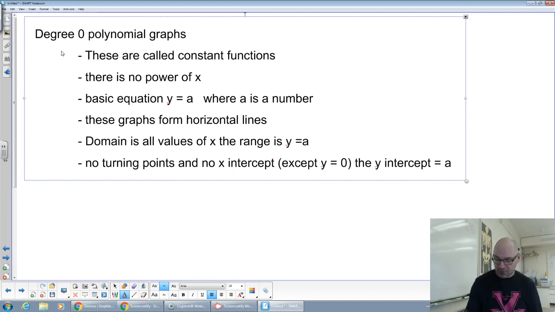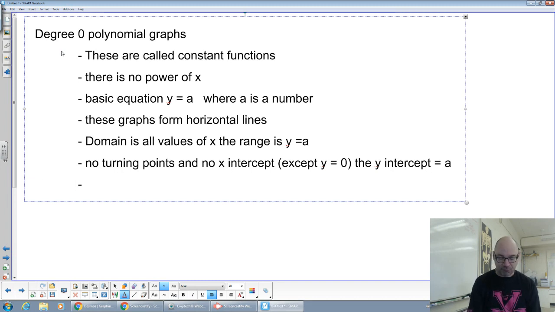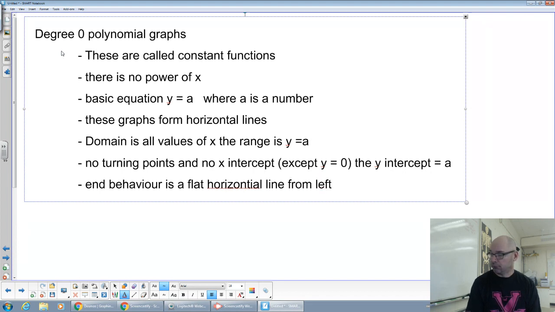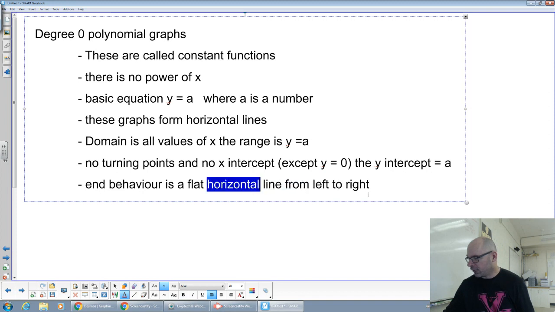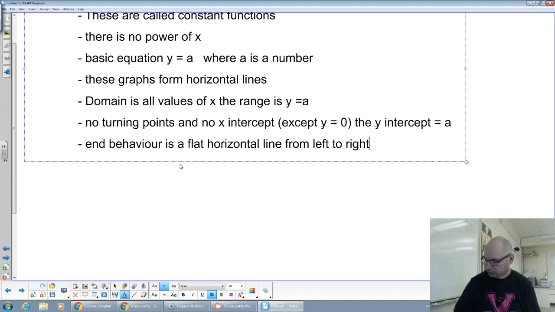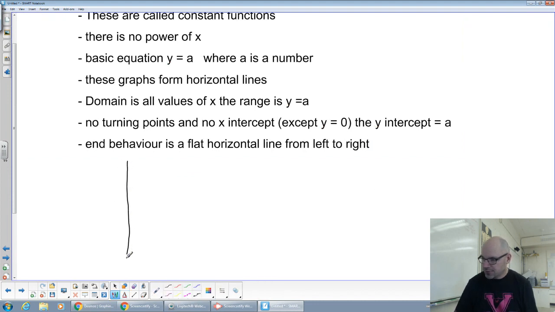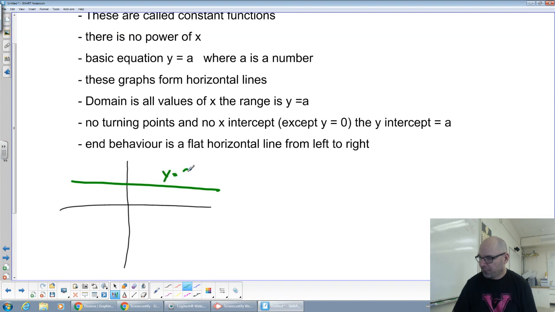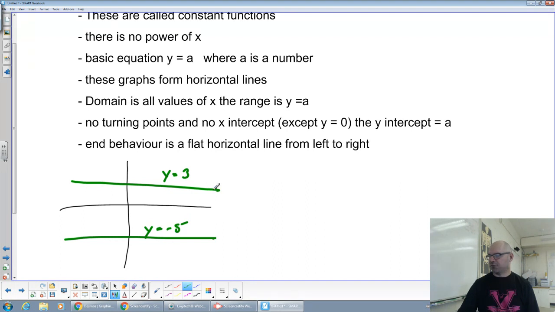Okay, so what does it look like? Oh, the end behavior, we should do that too. End behavior from left to right is a flat horizontal line. There's a summary of it, what it looks like. So horizontal doesn't have an I in it there, sorry. Okay, so it just looks like this. If we graphed it, y equals 3, or we could have one down here, y equals -5. Okay, those are constant functions.